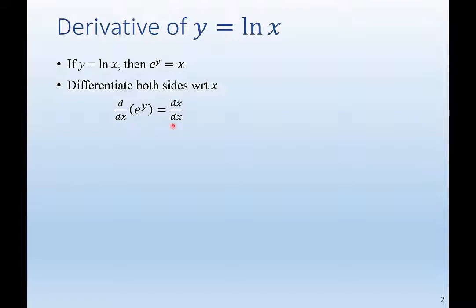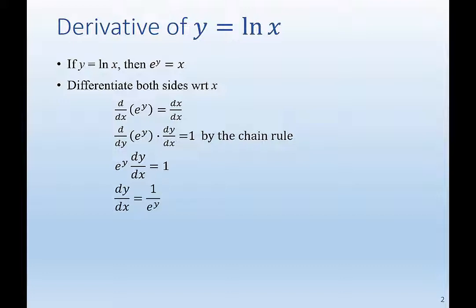And dx/dx of course is equal to 1, and we can differentiate e to the y using the chain rule. That is, we will differentiate it with respect to y, and then y with respect to x. Now the derivative of e to the y is e to the y, and then we can rearrange that equation and make dy/dx the subject, because that's what we're trying to find, the derivative of y, where y is the natural log of x.